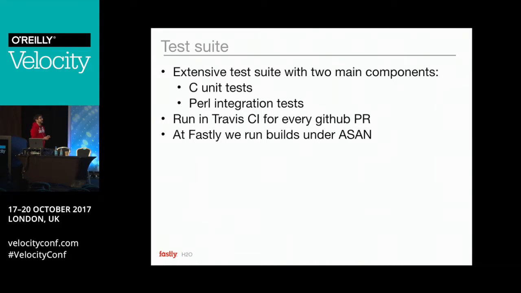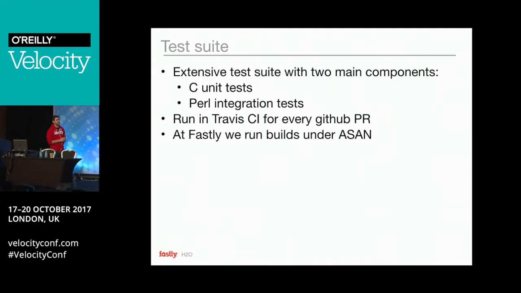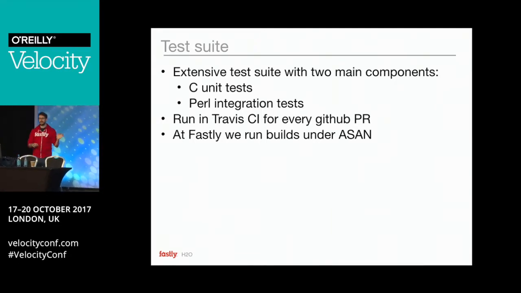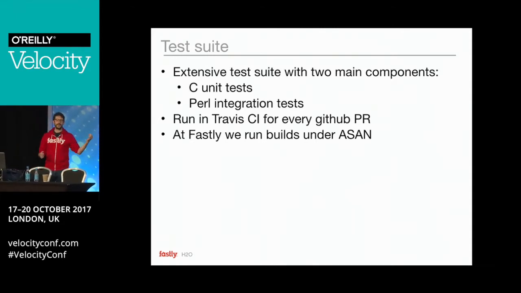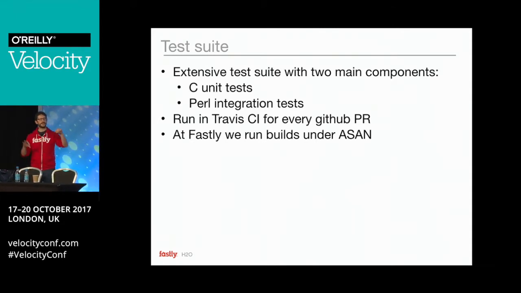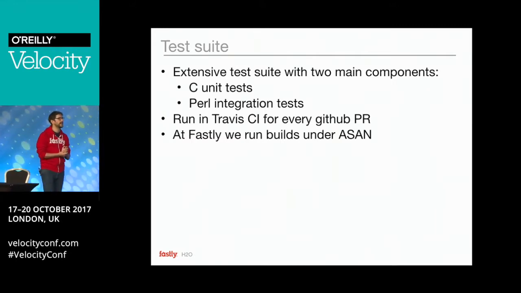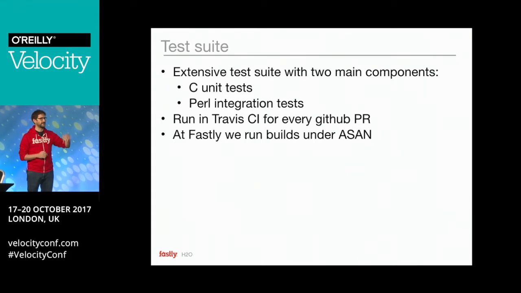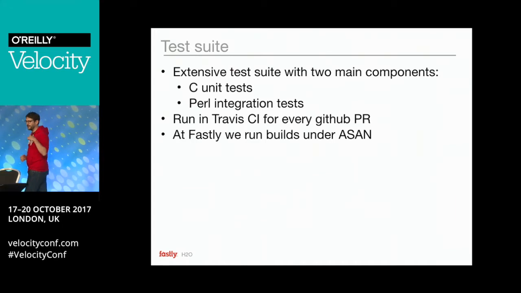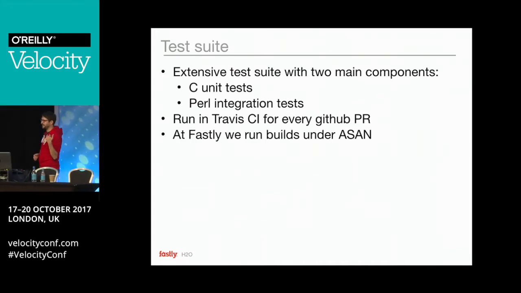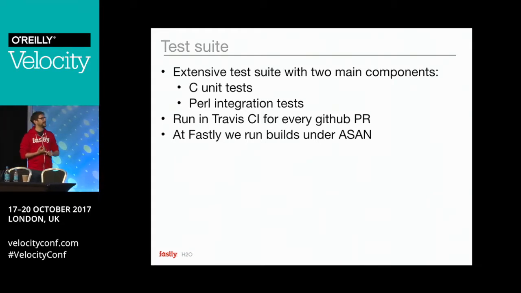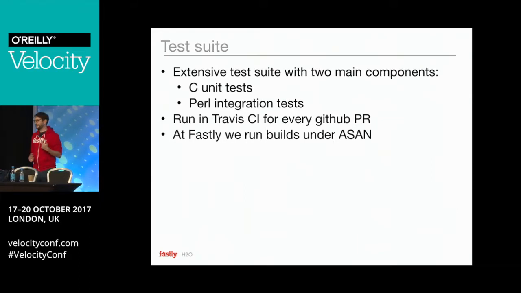It has an extensive test suite, both in C for unit tests and Perl for end-to-end tests. So we use curl and nghttp to send requests, and then plackup, which is a Perl server on the server side, to do all sorts of tests for headers, etc. All the tests are run in Travis for every CI. We have integrated Coverity. I don't mention that in the slides. And we also run the builds under ASAN.